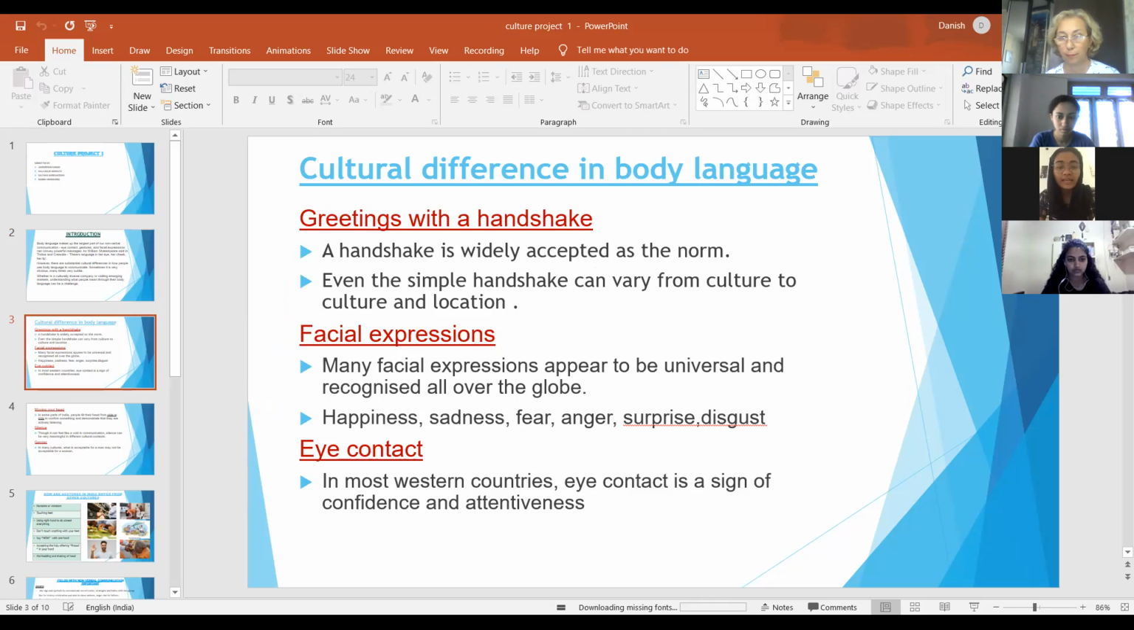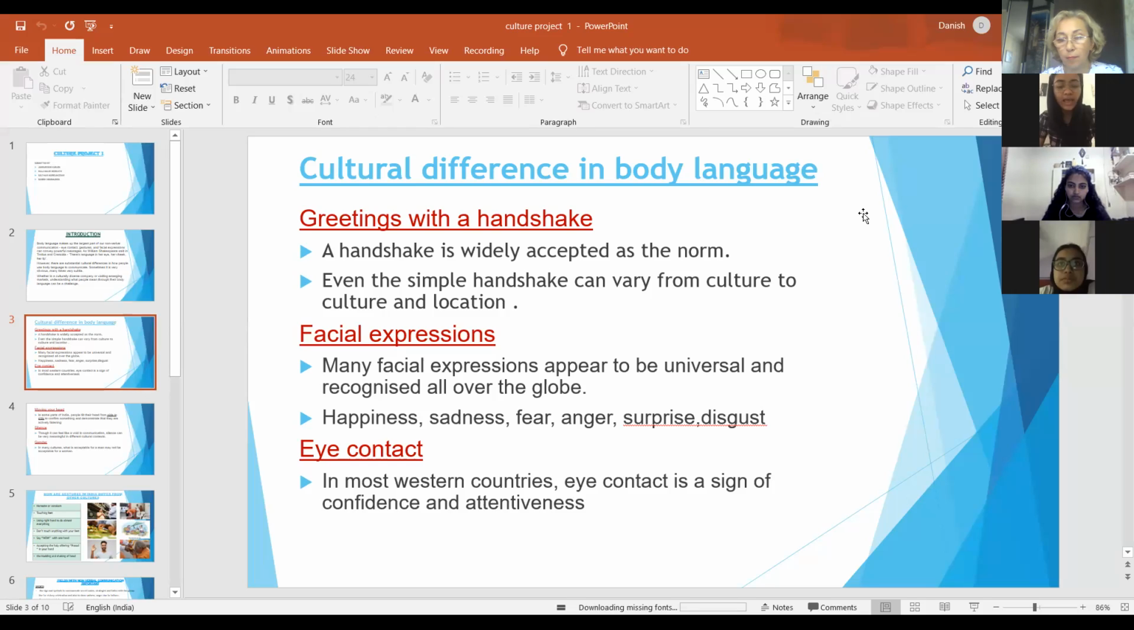We can say that greeting is with a handshake. A handshake is a widely accepted norm. Even a simple handshake can change from country to country or from location to location. When we talk about Western culture, a strong handshake can be considered a sign of authority and confidence. In many parts of South Europe, Central and South America, the handshake is longer and warmer.